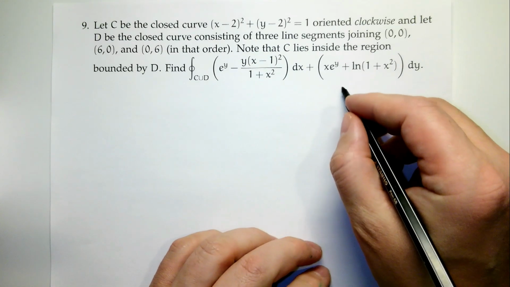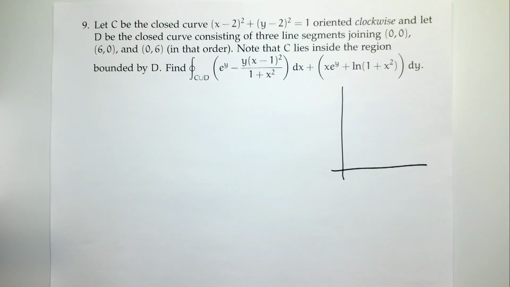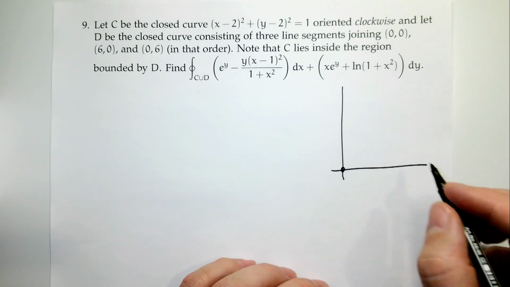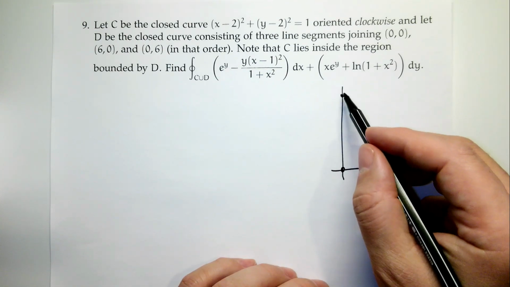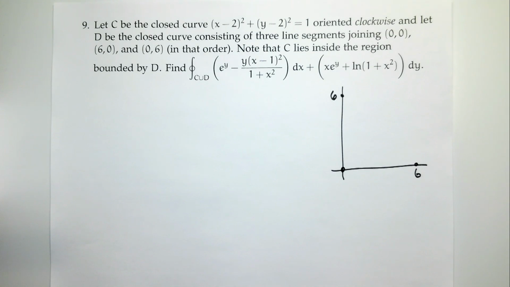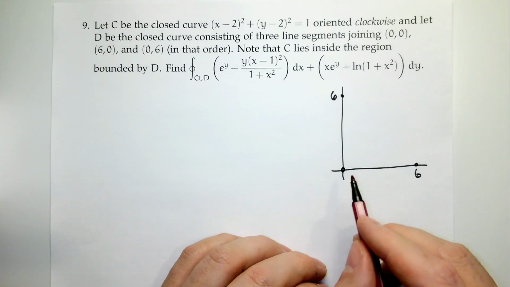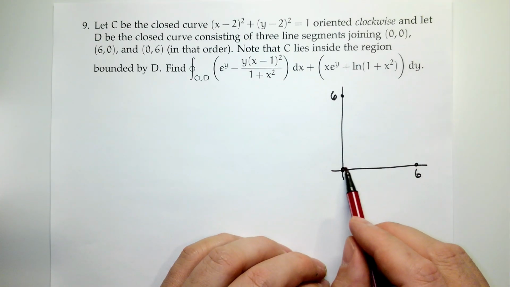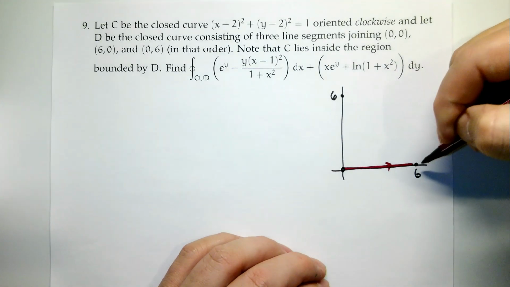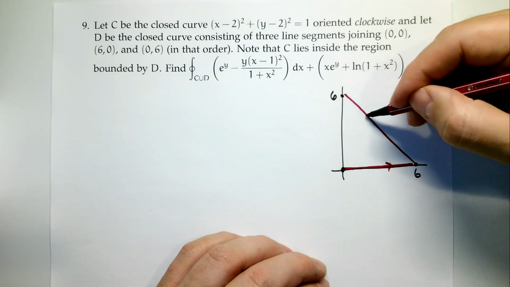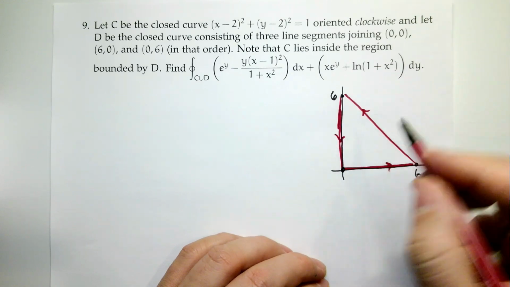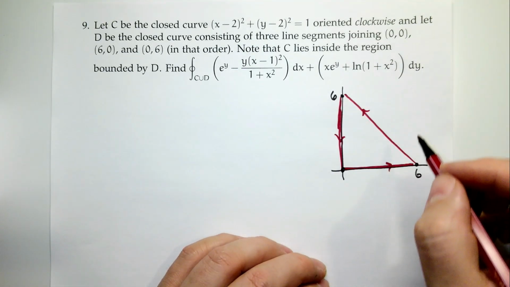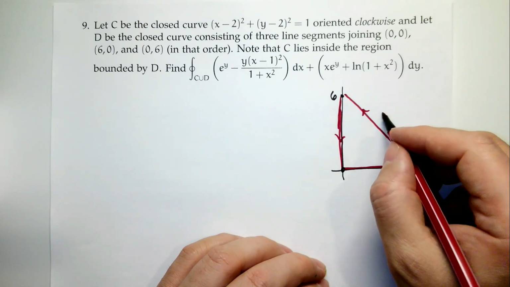So we have 3 line segments, and they're joining (0, 0), which is here, (6, 0), so that's over here, and (0, 6), which should be up here. All right, so let's put those in. So we have (0, 0) goes to (6, 0). That goes to (6, 6). And then we go back to (0, 0). So this is actually oriented counterclockwise, and this part is our curve D.